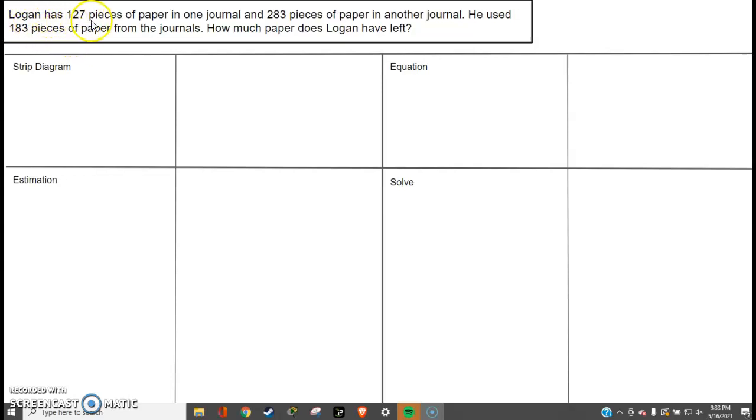Logan has 127 pieces of paper in one journal and 283 pieces of paper in another journal. He used 183 pieces of paper from the journals. How much paper does Logan have left? So, what is the first thing that we need to figure out? That's right, the first thing we need to figure out is how much paper he actually has. So the first thing I'm going to do is draw my strip diagram for the first step.